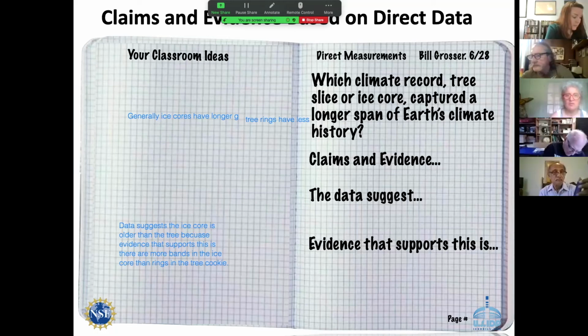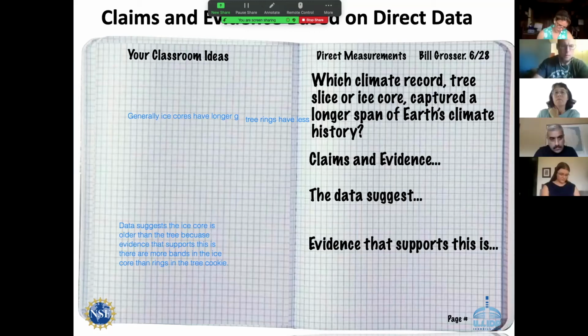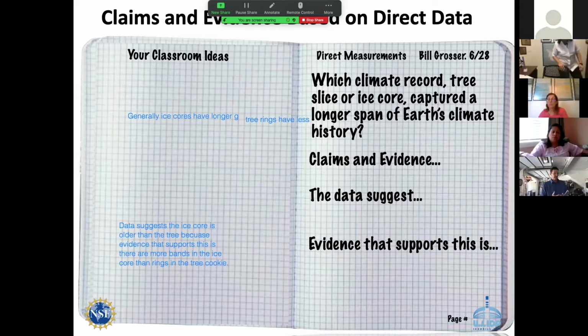Yeah, and there's a conclusion. The data suggests the ice core is older than the tree because evidence that supports this is there are more bands of ice. So what I would ask in that conclusion, if it was my kids, I would almost ask them to say, well, you just backed up a claim with another claim, that there's more bands. I would like to see a conclusion that has the claim on the front end and actual numbers from the direct measurements you made on the back end. So instead of supporting a claim with another claim, back up that claim with actual numbers and evidence.